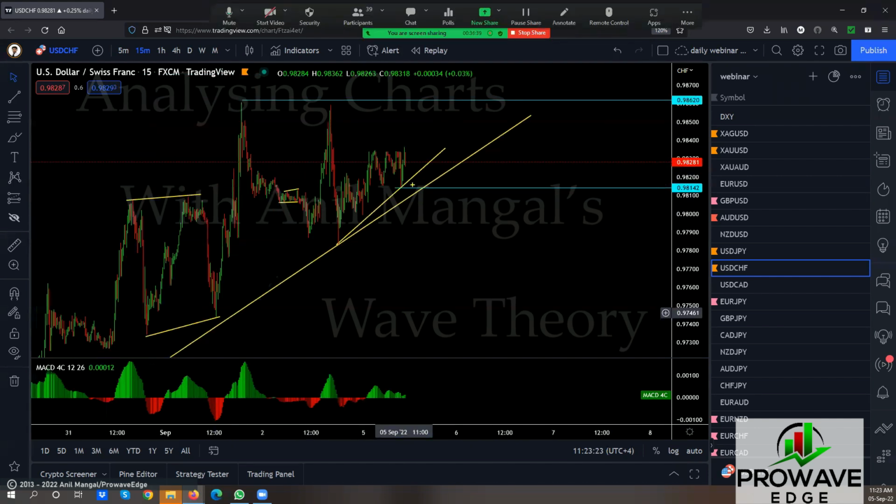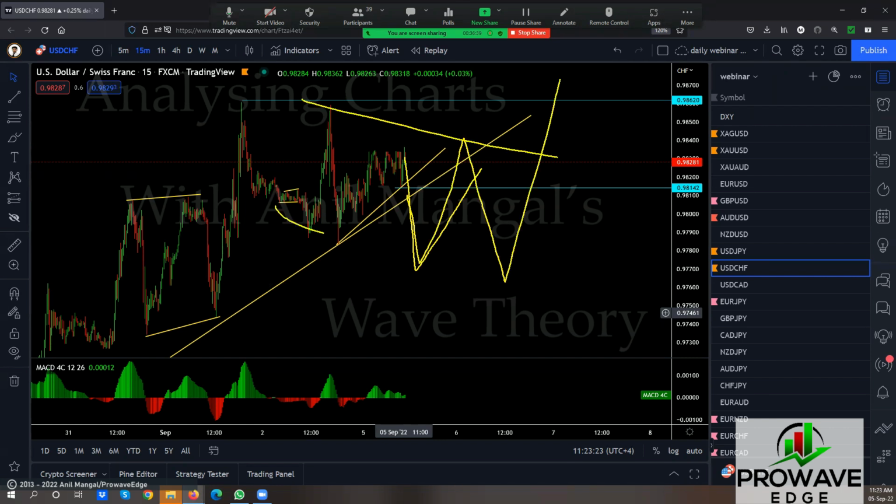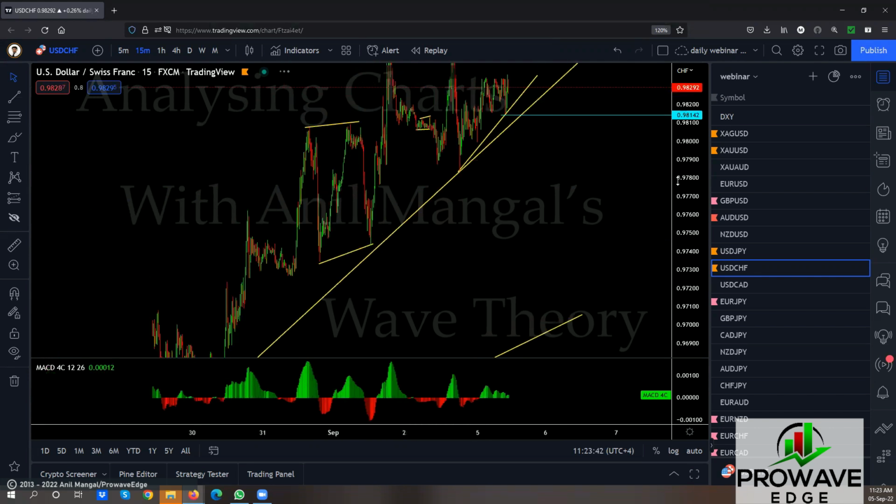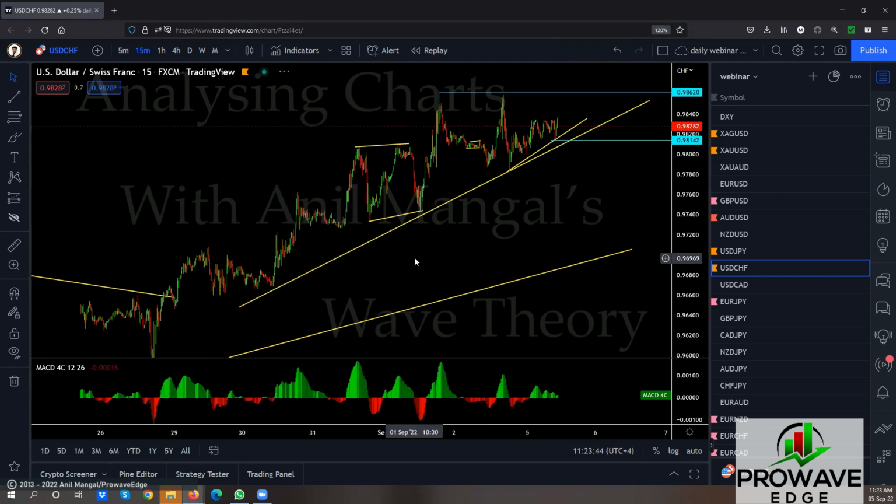And this is what we are expecting this to do: come here and go back up, come back down, and then go. We're expecting a big corrective structure here. So your question may be, how the hell do you know it's going to come here and then go back there and then come here? What makes you decide that that could happen? That's like a wild guess. Honestly, if you don't know anything about wave analysis, you would say that's a wild guess.